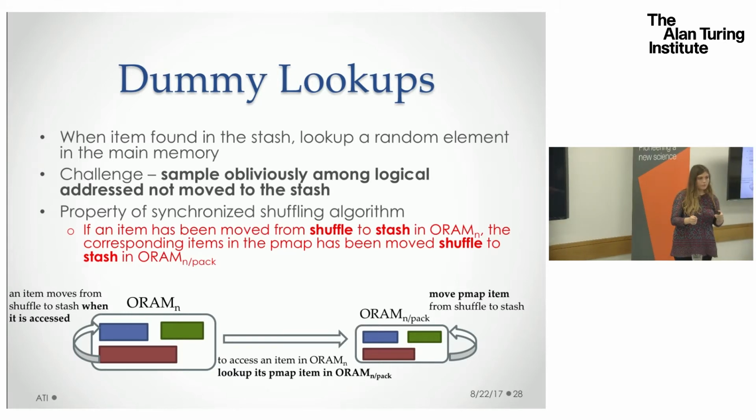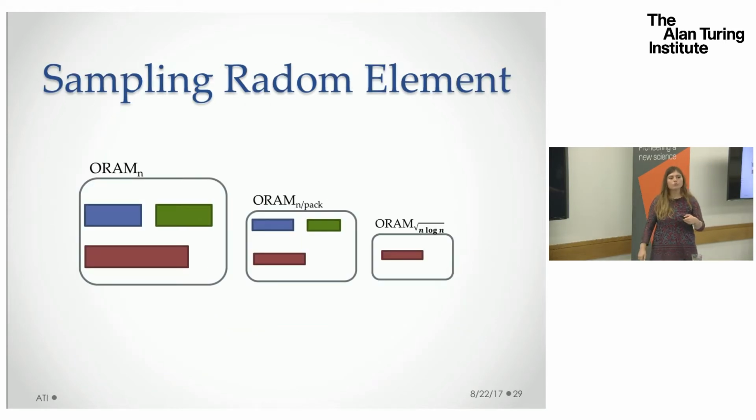We will leverage this property to do this random sampling of a random element when we need to do a dummy access. So how is this going to work? Now we have the property that if we select a position map that's stored in the permuted memory in a particular ORAM, we are guaranteed that all of the items pointed to by this position map will also be in the main permuted memory of the larger ORAM.